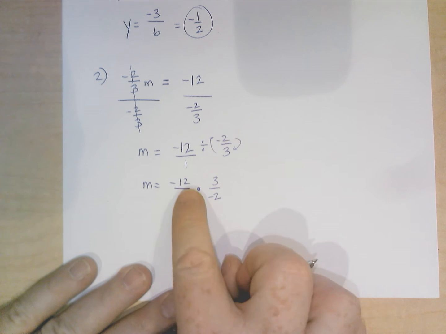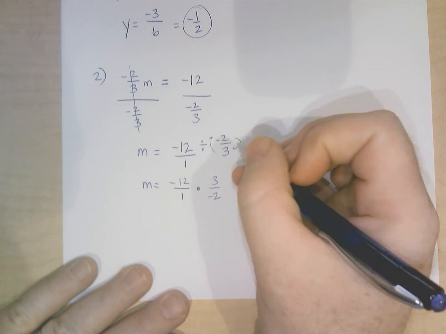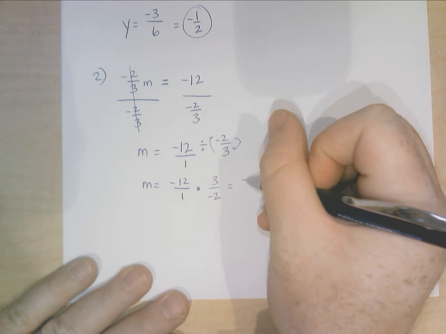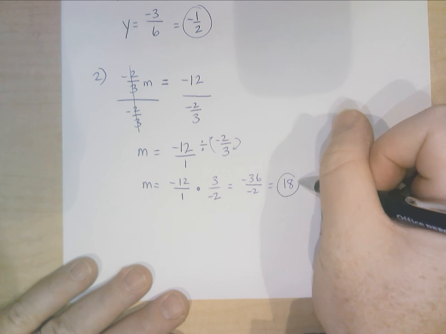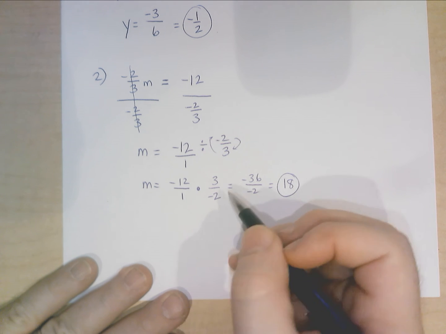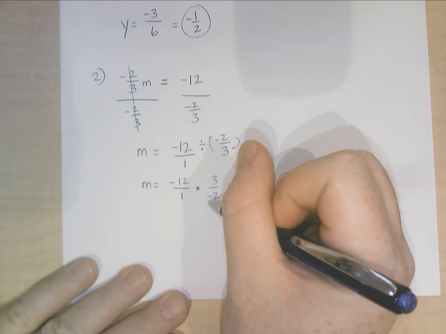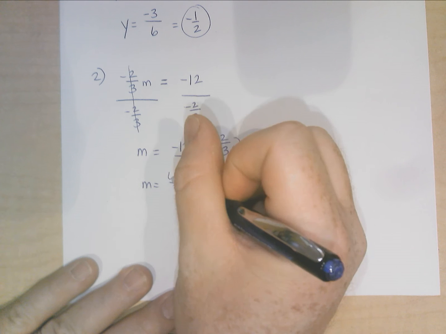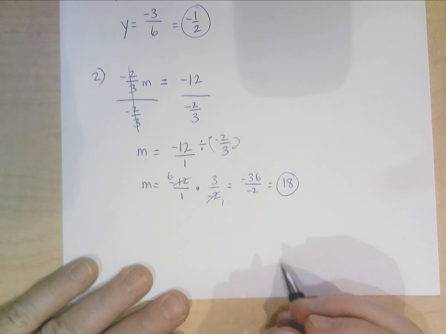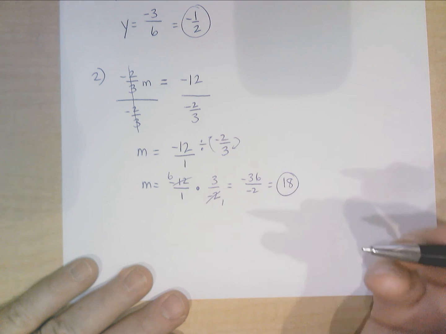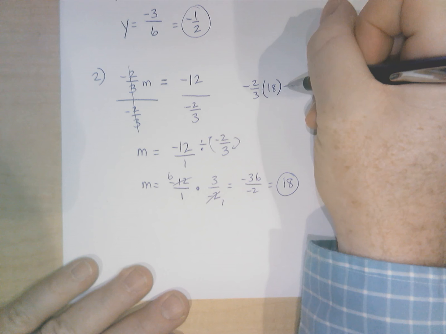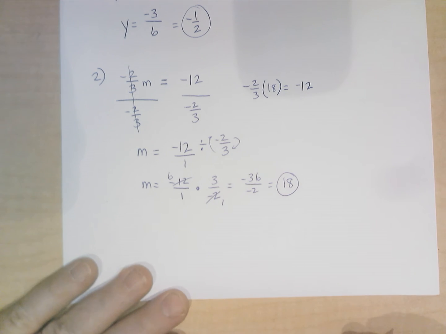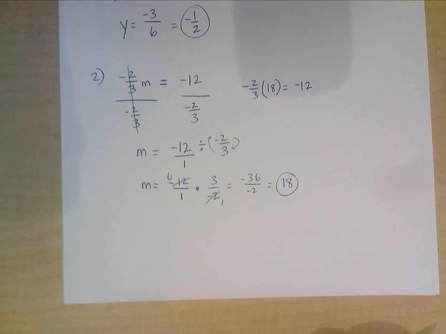You can multiply across and solve it, or you can simplify. I'm just going to multiply across. I get negative 36 on top, negative 2 on the bottom, divide the top by the bottom, get positive 18. You can simplify if you want: divide both of these by negative 2, you get 1 and 6, 6 times 3 is 18, 18 over 1, 18. If you want to check it, you just plug it back in. Negative 2/3 times 18 should equal negative 12. It does.